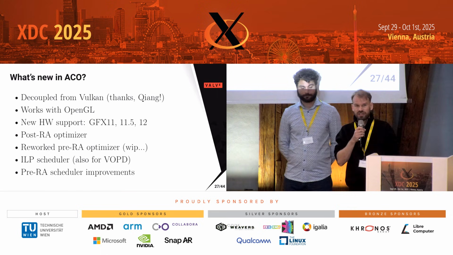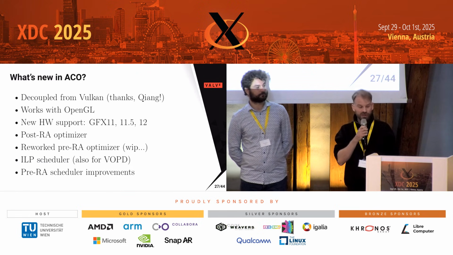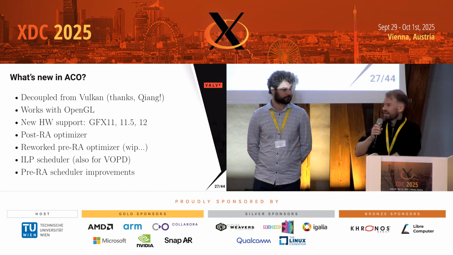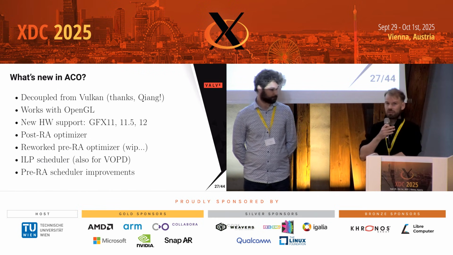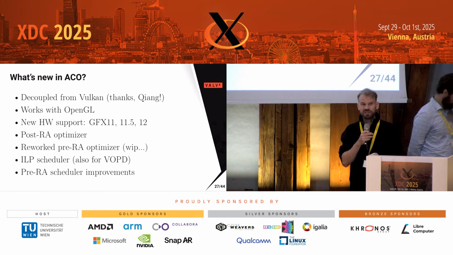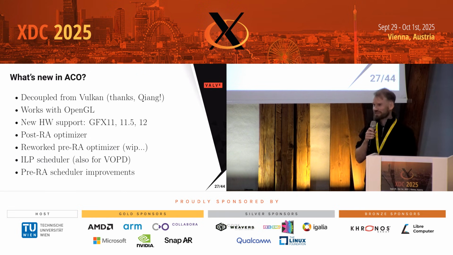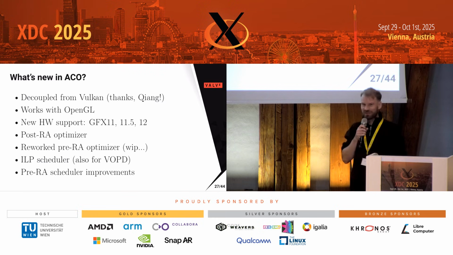Timur already mentioned that we now try to share a lot of code between RadeonSI and RADV, but when it comes to the compiler, that is basically a whole different beast. When we first developed ACO, it was supposed to be the compiler backend for RADV. So what did we do? Well, we basically just included half of RADV in the compiler, because we have to transfer some information from the driver to the compiler to emit the correct code.